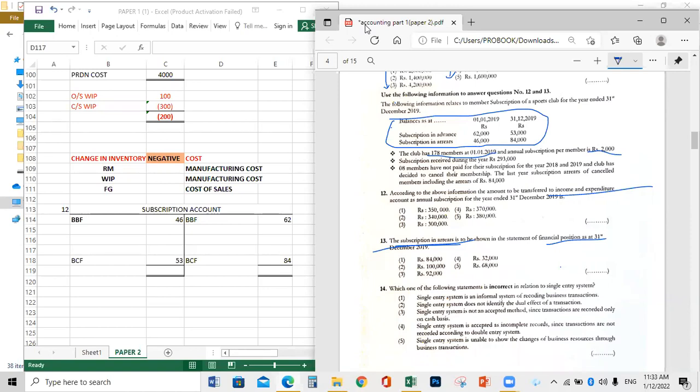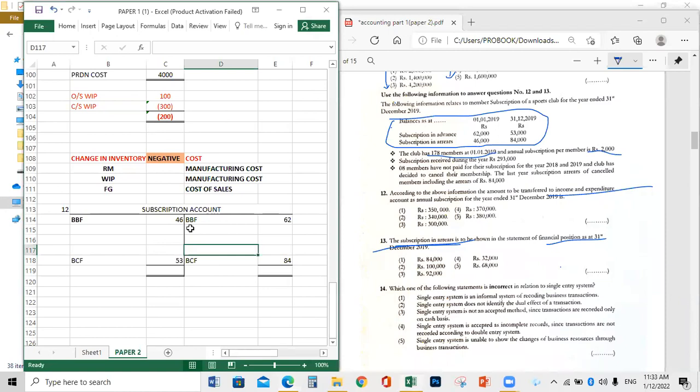Subscription received during the year is 293,000. If you receive, guys, you get cash. So when you get cash, your cash increases. You debit your cash and credit your subscription account. If it is a not-for-profit organization, we usually say it as receipts and payments account.